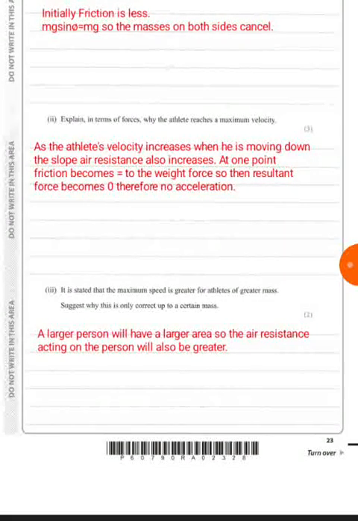Roman numeral 3. It is stated that the maximum speed is greater for athletes of greater mass. Suggest why this is only correct up to a certain mass. A larger person will have a larger area, so the air resistance acting on the person will also be greater. That means the higher the area, the more air forces can act on the whole body.